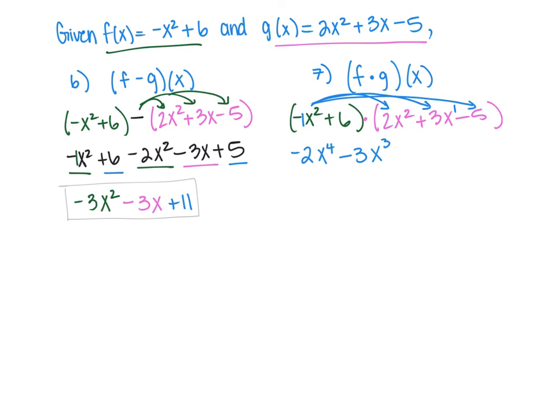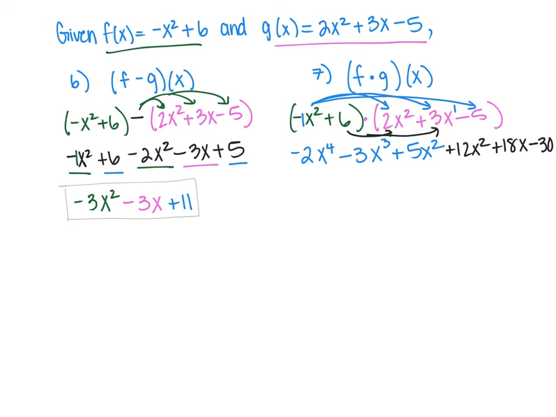Negative 1x squared times negative 5 is going to make a positive number. And then I have a 5 because 1 times 5 is 5. And then x squared goes here. And then I still need to multiply my other number. So 6 times 2x squared gives me 12x squared. 6 times 3x is going to give me 18x. And then 6 times negative 5 gives me negative 30.